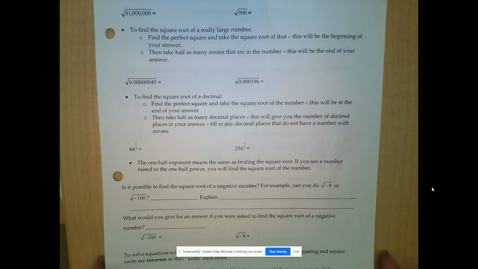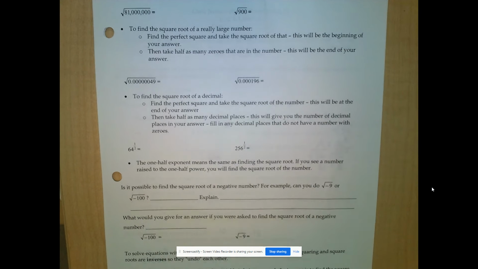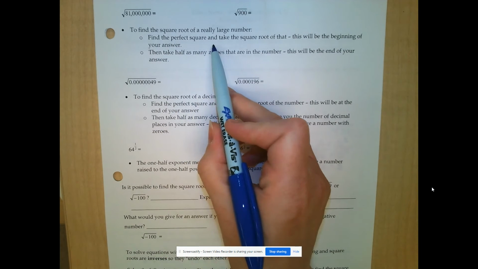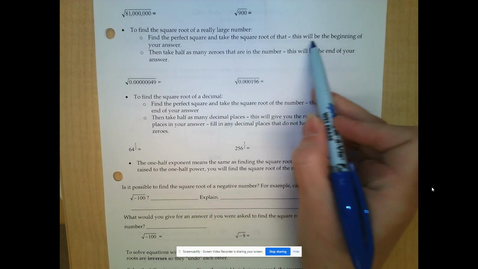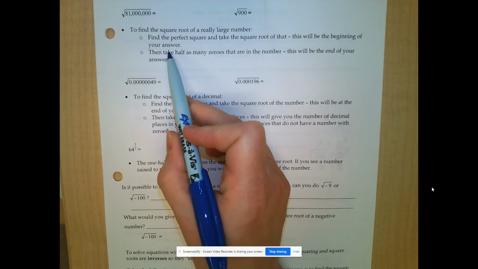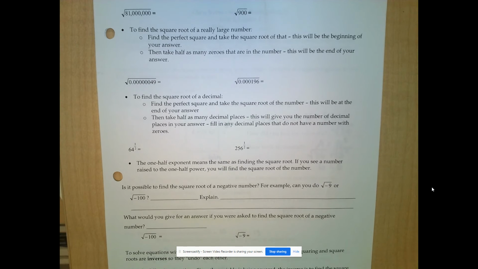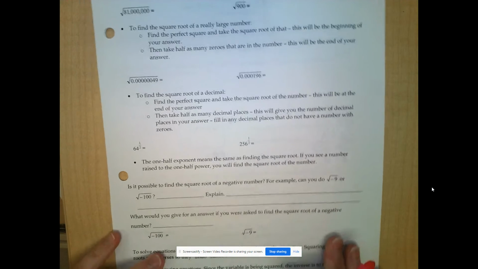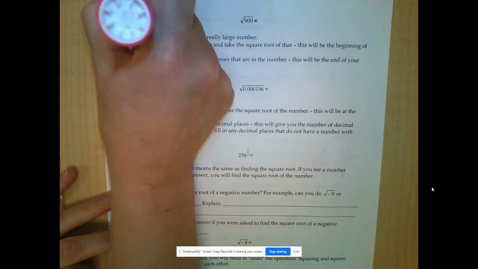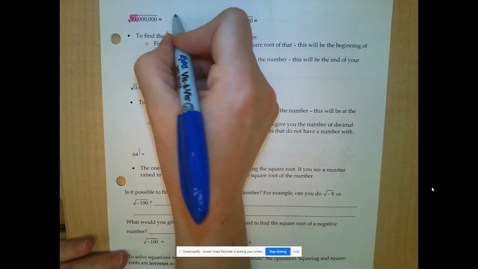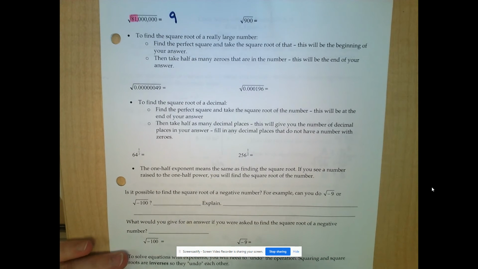Now, when we look at the back, you're going to notice that we have some large numbers, and you're thinking to yourself, how do I find the square root of 81 million? Well, if it's a really large number, find the perfect square and take the square root of that. This will be at the beginning of your answer. So you'll notice that this number starts with 81, and 81 was on our list of perfect squares. So if we just start, sorry about that, by taking the square root of 81, we get 9. That's how you start the question.